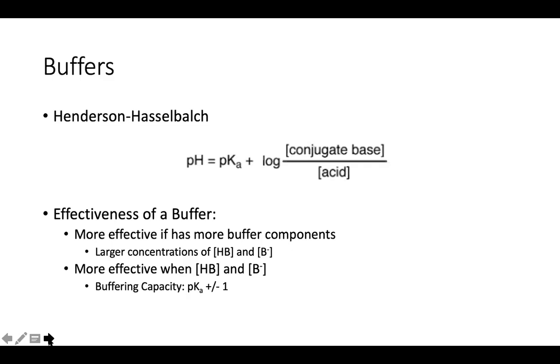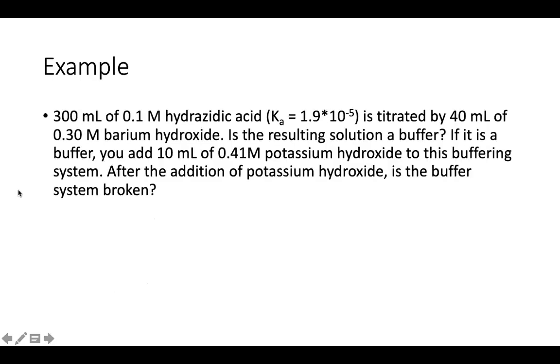Okay, so let's look through the last example for this evening. So the beginning of this question is actually going to be the same exact thing that we did for the titration question, about 10 or 15 minutes ago, and part A of that titration question, right? So we're going to have 300 milliliters of 0.1 molar hydrazoic acid. It's titrated by 40 milliliters of 0.4 molar barium hydroxide. Is the resulting solution a buffer? The answer to that is going to be yes.